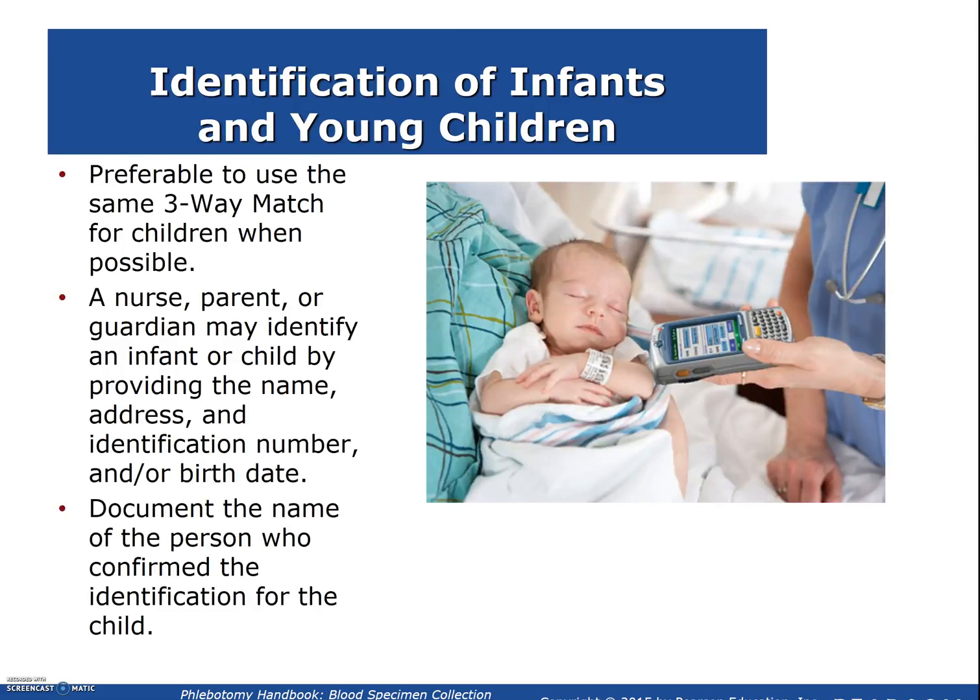Identification of infants and young children. It is preferable to use the same 3-way match for children when possible. A nurse, parent, or guardian may identify an infant or child by providing the name, address, and identification number and/or birth date. We're going to document the name of the person who confirmed the identification because obviously a child cannot speak, so we need to know who ID'd that patient, just in case there are any discrepancies.